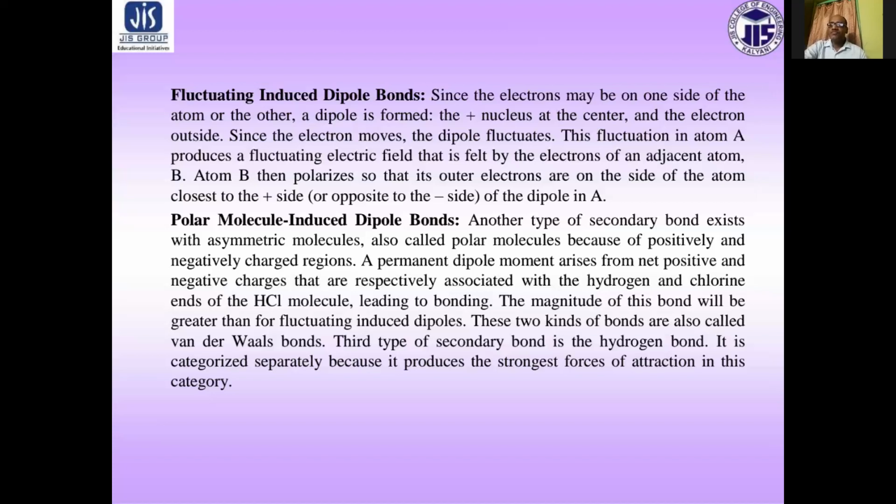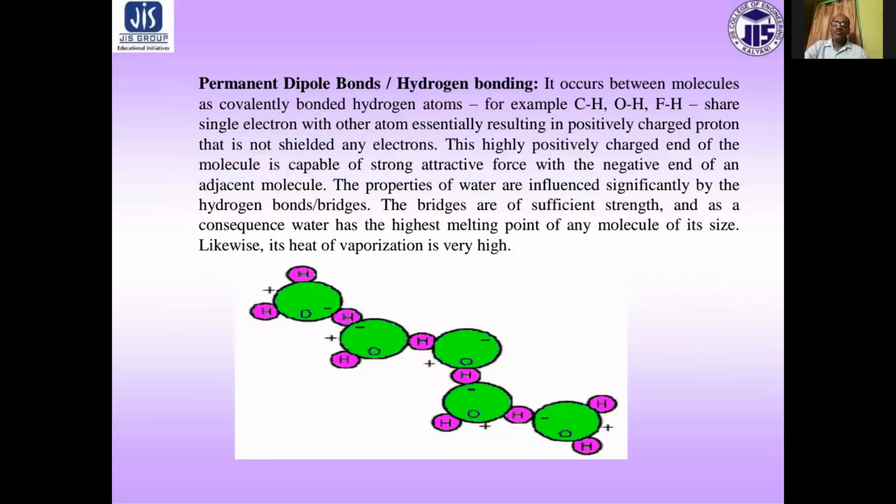These two kinds of bonds are also called van der Waals bonds. The third type of secondary bond is the hydrogen bond. It is categorized specially because it produces the strongest force of attraction in this category. Now we'll discuss the permanent dipole and hydrogen bond.